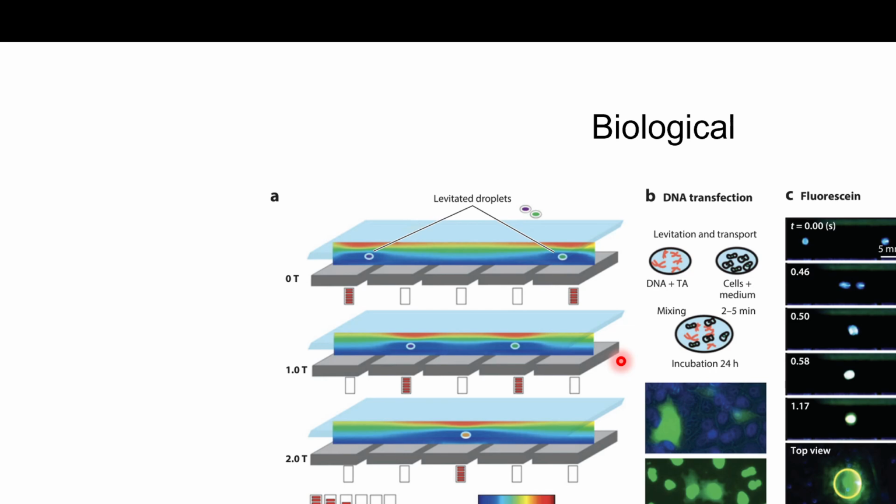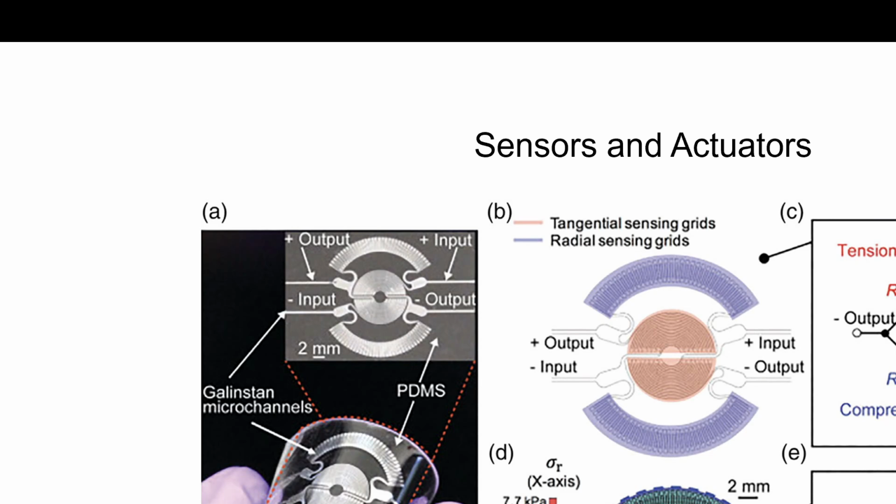Also, this can be used for DNA transfection, and you can see here how the microfluidic device is used for sensing fluorescence. Okay, and it can also be used for sensors and actuators.